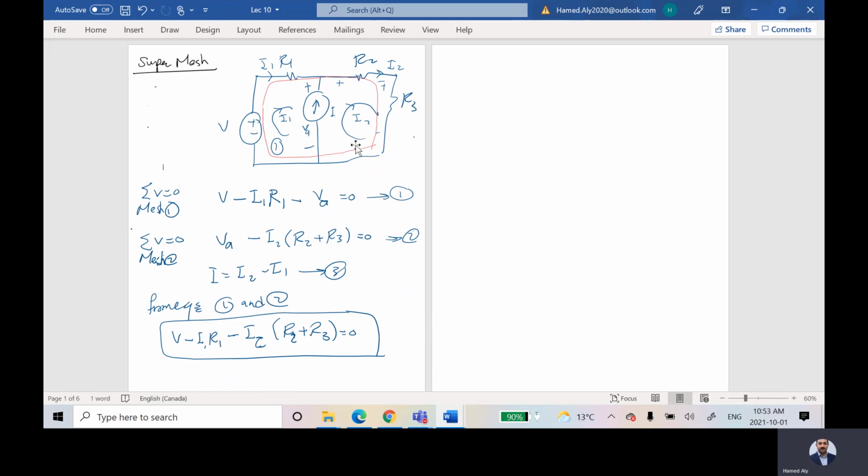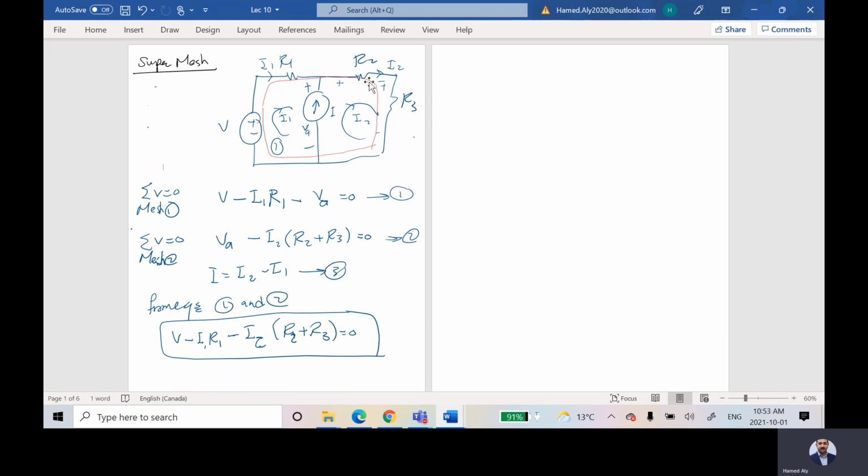But what's going to happen if I forgot that there is a super mesh? Nothing. That's okay. Everything is acceptable. But what's going to happen? You will write two extra steps. It's okay. No problem. Like 2 minutes. 2 extra minutes I need for writing these two equations. But if I realized, it will be better, because at that time, I will say summation of voltage for the super mesh is equal to zero. But if I forgot, no problem.